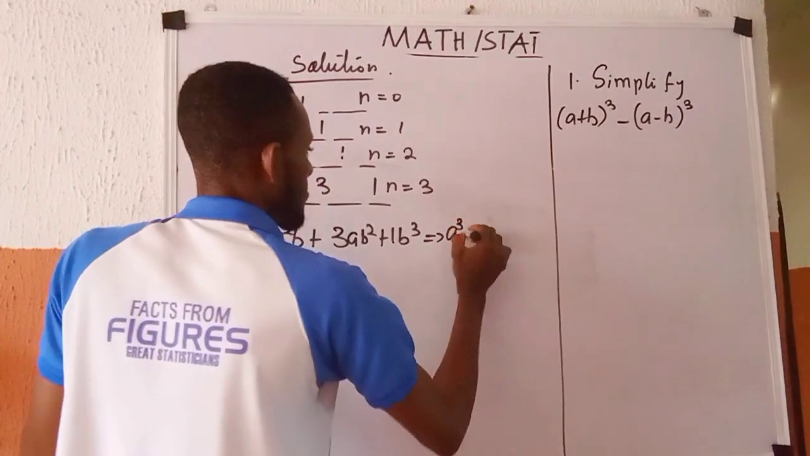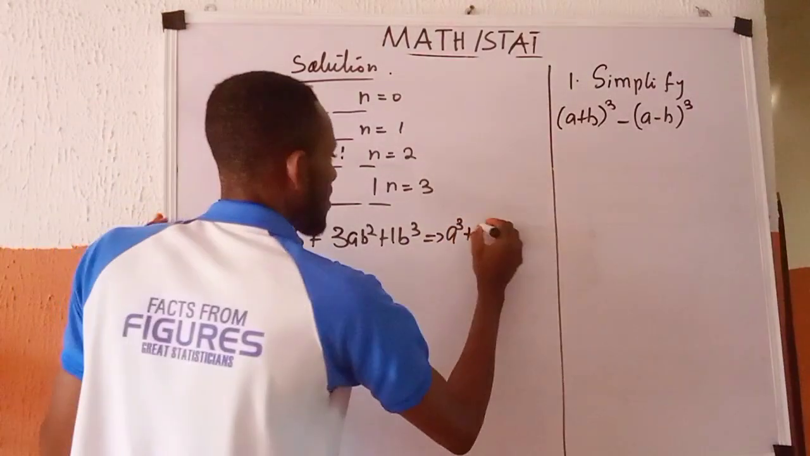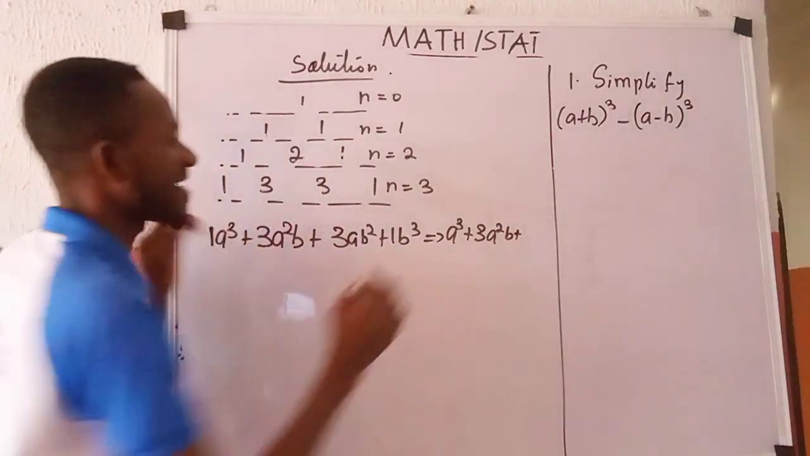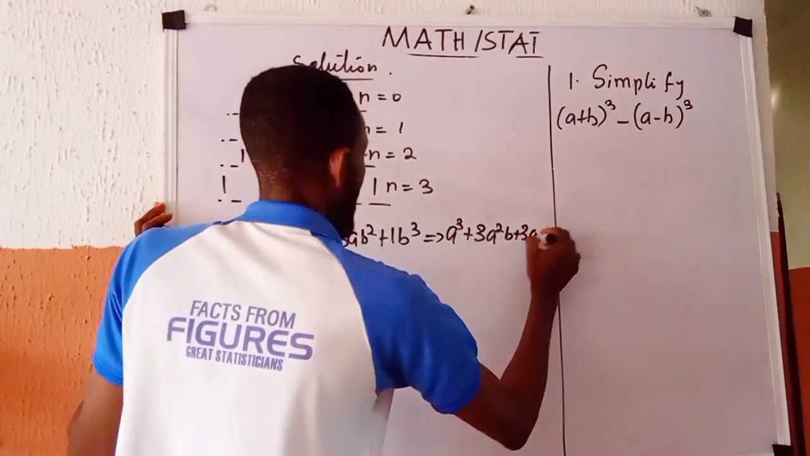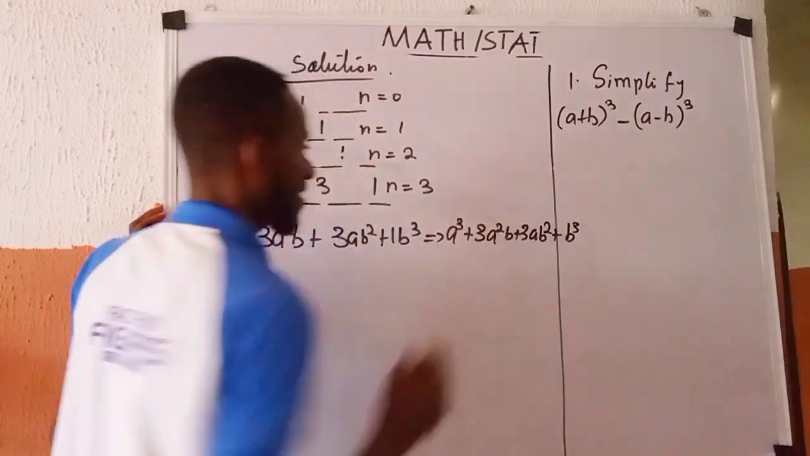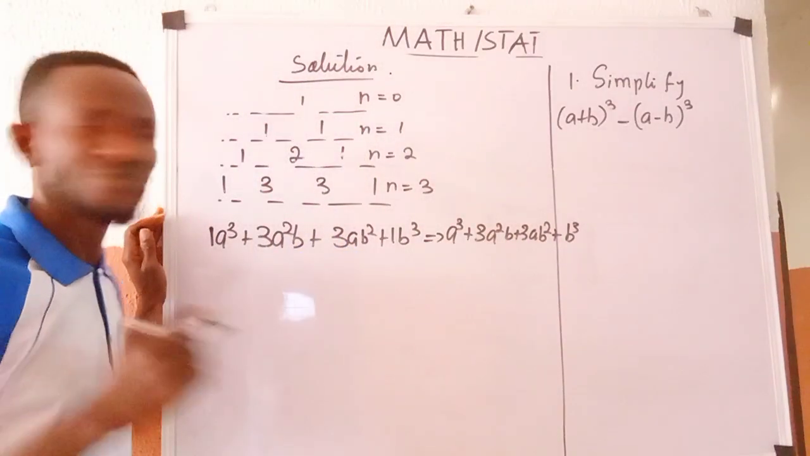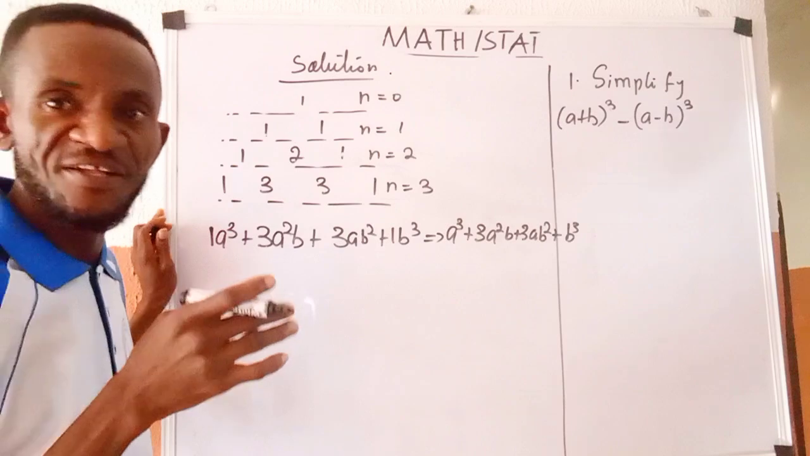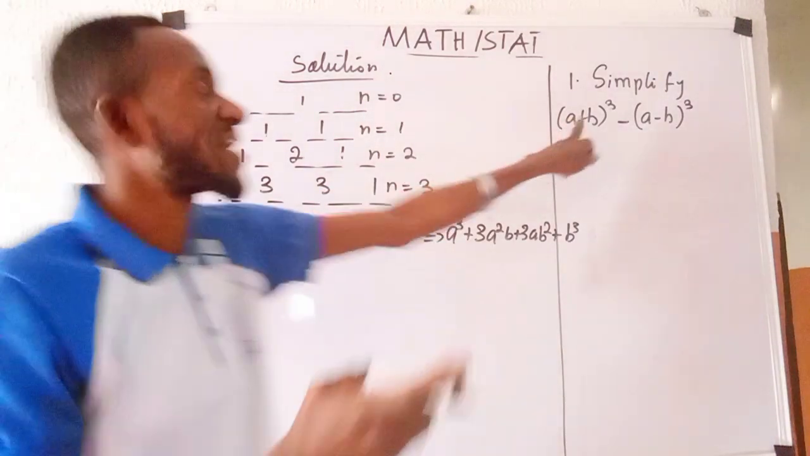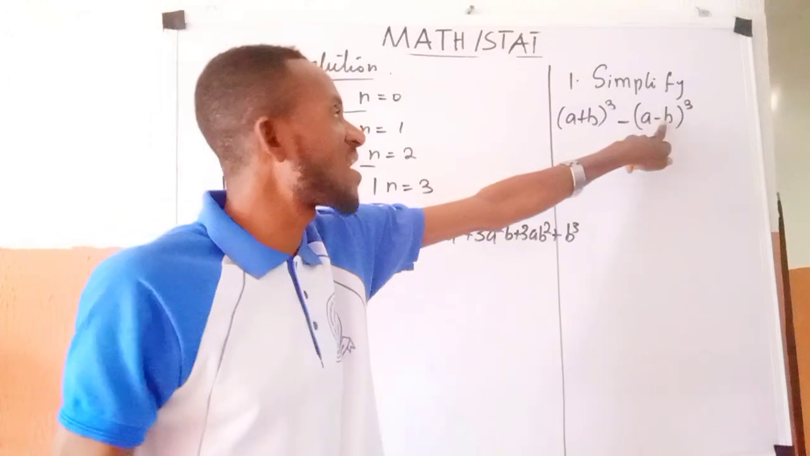And of course, multiplying by the coefficients, this will give me A^3 plus 3A^2 B plus 3A B^2 plus B^3. So that is the value we have there. Don't you see how we have used the Pascal triangle to expand this? Then we now quickly come over to here.